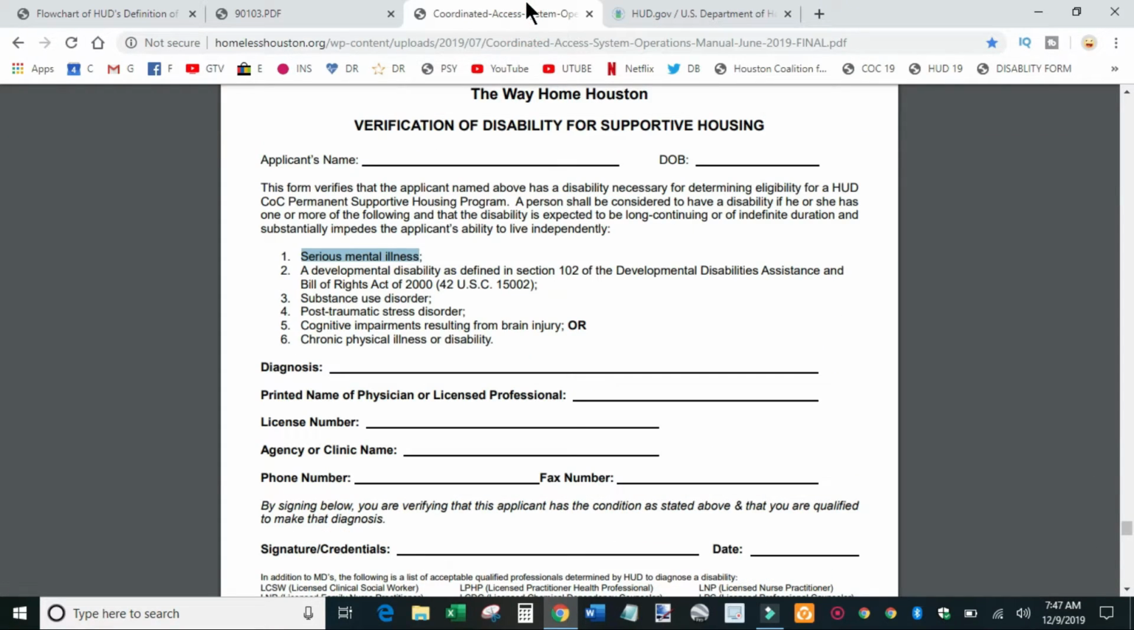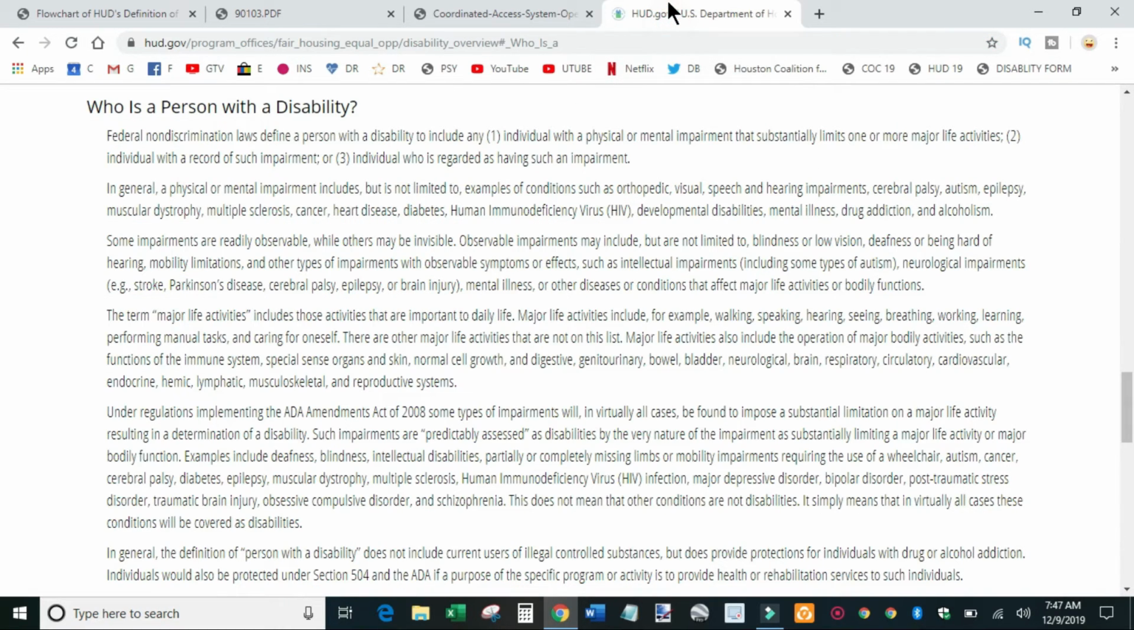Now the CoC, which is the one more likely that you're going to be using, okay, is this one. It's a little bit more concise. So one, do you have a serious mental illness? Do you have developmental disabilities? A substance use disorder now qualifies on there. Post-traumatic stress disorder, cognitive impairments, and chronic illness. So let's skip over and actually discuss what all these things mean in the actual HUD. Who is a person with a disability?